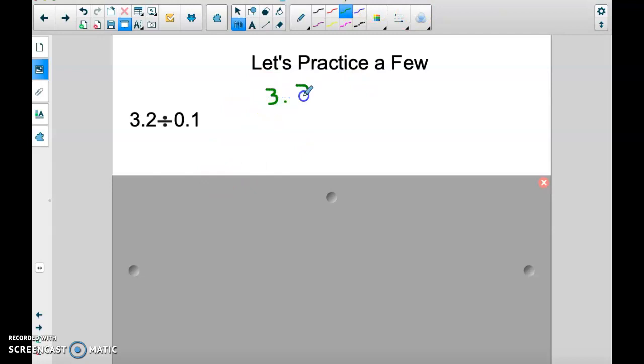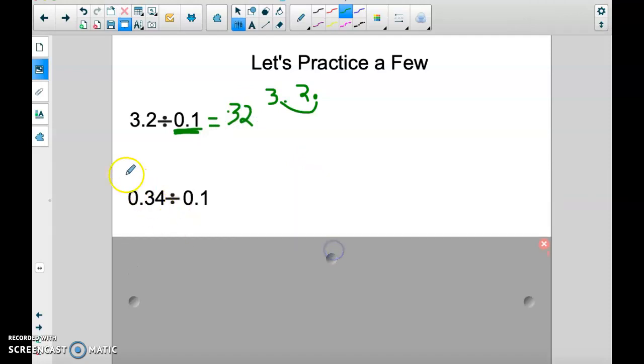So if I start with 3 and 2/10, I'm dividing by 0 and 1/10. If I'm dividing by 0 and 1/10, I'm moving up one place value. So I move up, and this becomes 32. Okay? So now if I have 0 and 34/100 divided by 0 and 1/10. Pause it, solve it, and when you're ready, come back.